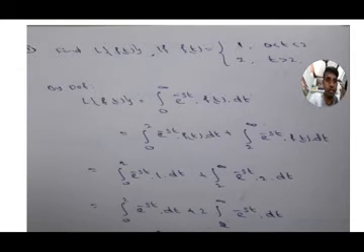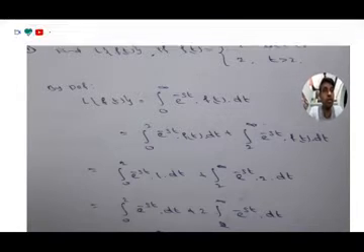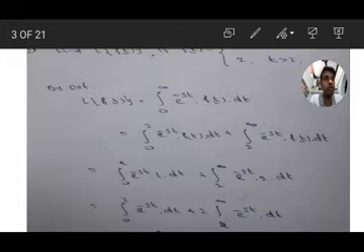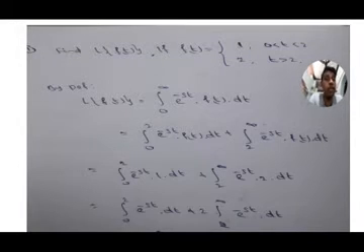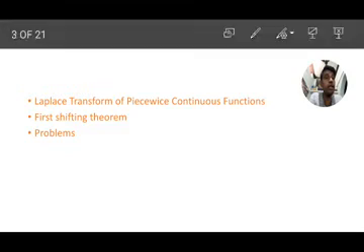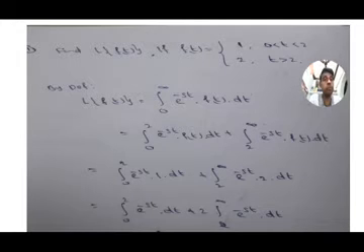Let us go to the piecewise continuous function. Find L of f of t, if f of t equals 1 for 0 less than t less than 2, and 2 if t is greater than 2. We need to find L of f of t, where f of t is two functions: for 0 less than t less than 2 it is 1, and for t greater than 2 it is 2.